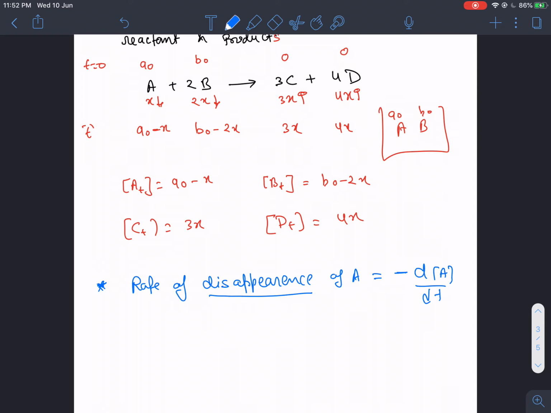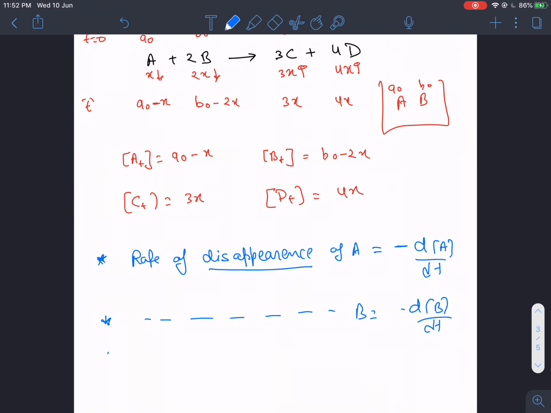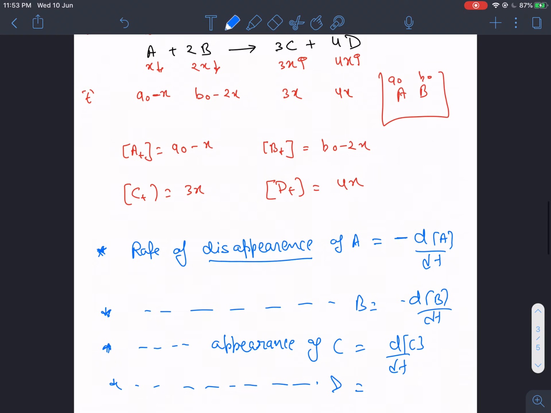Similarly, guys, if you talk about the rate of disappearance of B, can I write minus dB by dt? Now tell me, what about C and D? Are they disappearing or appearing? So they are appearing. So rate of appearance, how much, guys? Can I write it like this, that dC divided by dt? Similarly, rate of appearance of D, can I write dD upon dt?